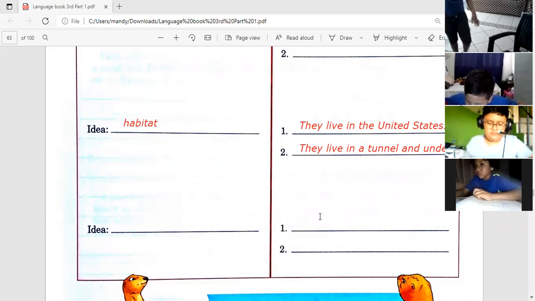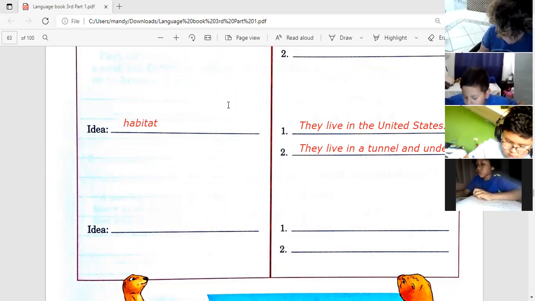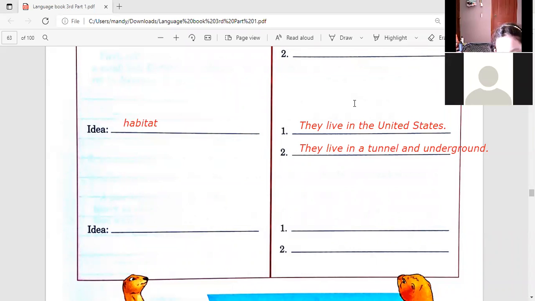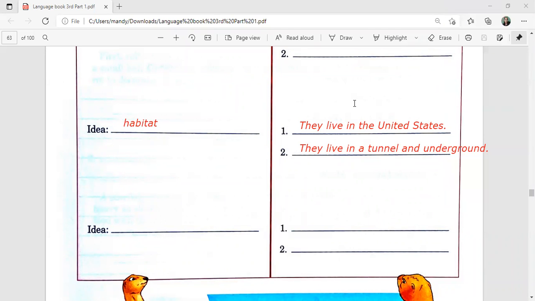So let's see. In the first one, we talk about the appearance, physical appearance. In the second one, we talk about the place where they live. Luego hablamos acerca del lugar donde les gusta vivir. And the last one is the behavior. El comportamiento. What do you think is the behavior?